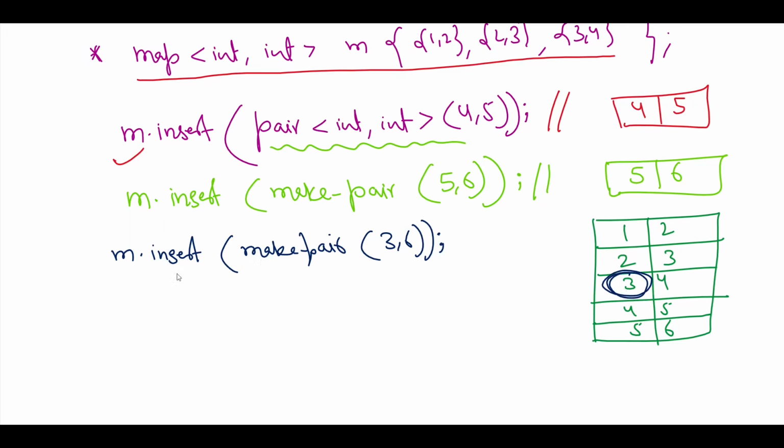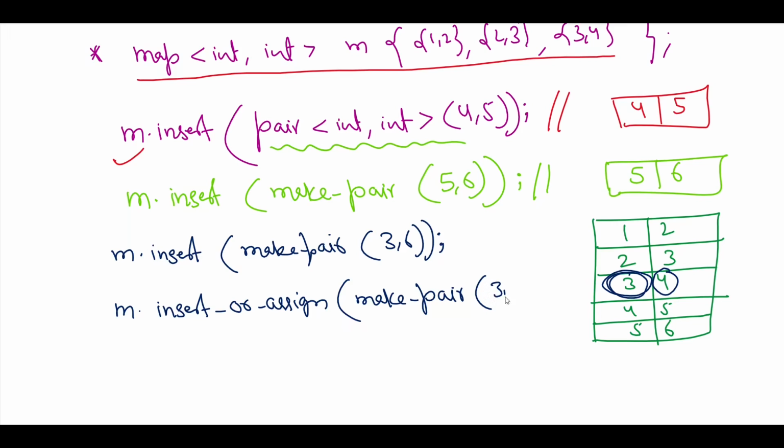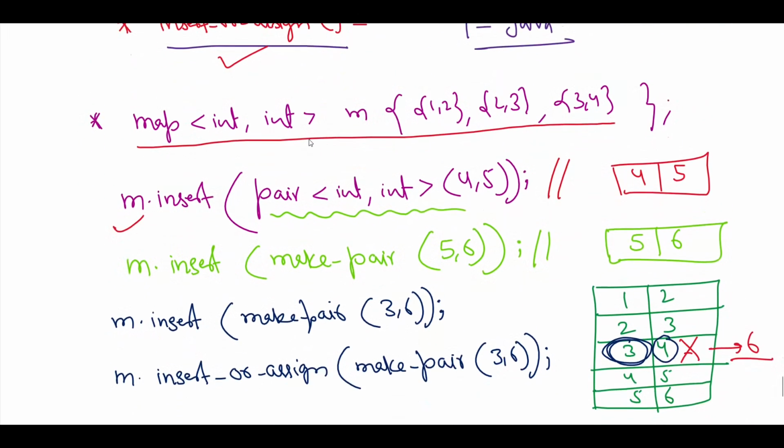But if you want to change this value to 6, you have to use another function, insert or assign. And then you have to again call this function make pair and pass values 3 and 6. Now this is going to change it. It will make it 4 to 6. Clear? So I hope now you got an idea about the insert function in detail.